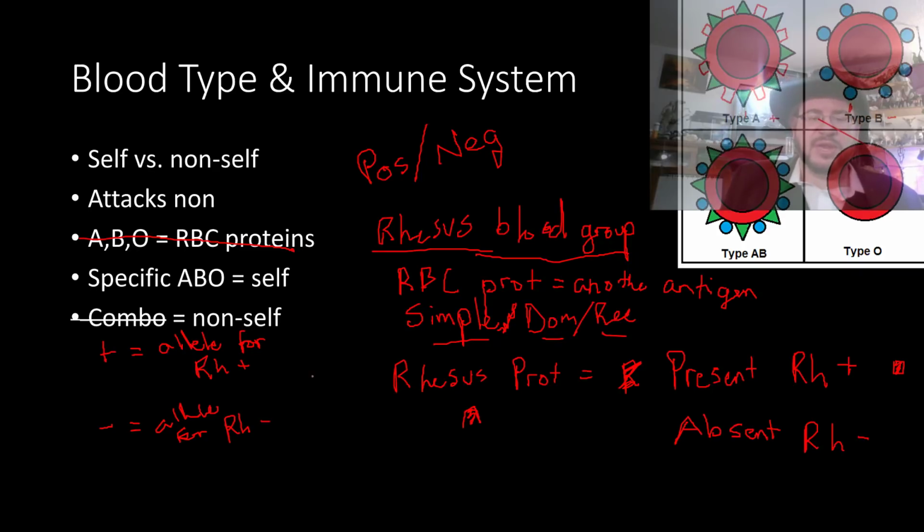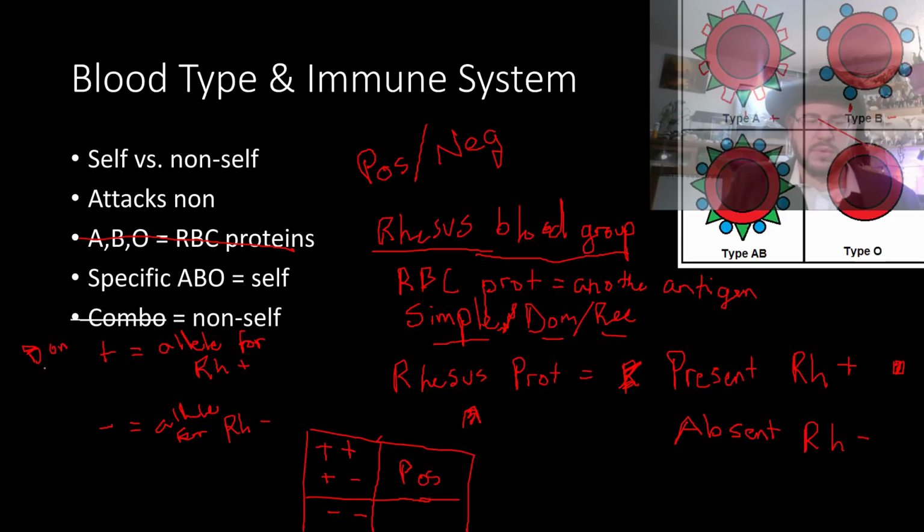So being simple dominance recessive, your combinations could be homozygous dominant, heterozygous, and homozygous recessive. 3 different possible genotypes and 2 different possible phenotypes. In here, you are positive because the positive allele is dominant, and here you are negative because the negative allele is recessive.